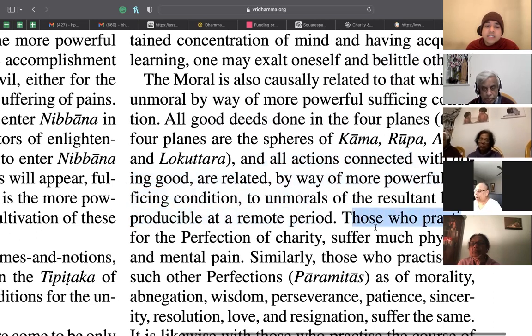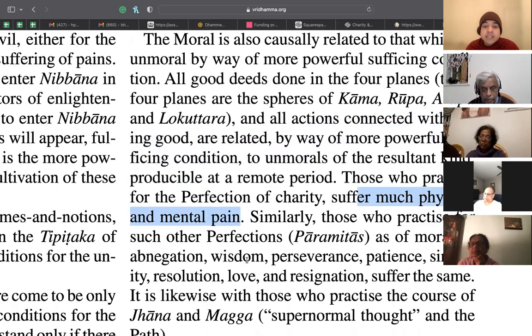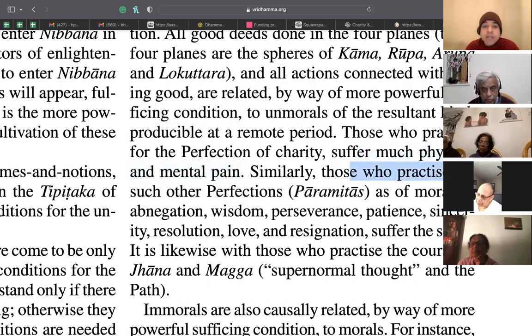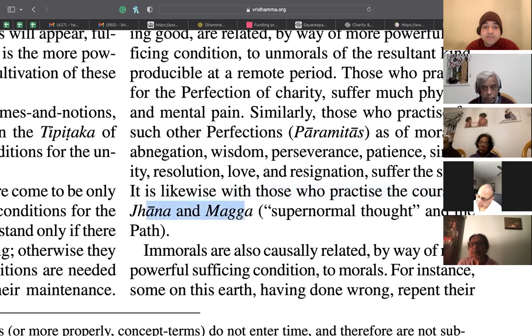Those who practice for the perfection of charity suffer much physical and mental pain. Similarly, those who practice for such other perfections, paramitas, as of morality, abnegation, wisdom, perseverance, patience, sincerity, resolution, love, and resignation, suffer the same. It is likewise with those who practice the course of jhana and magga.